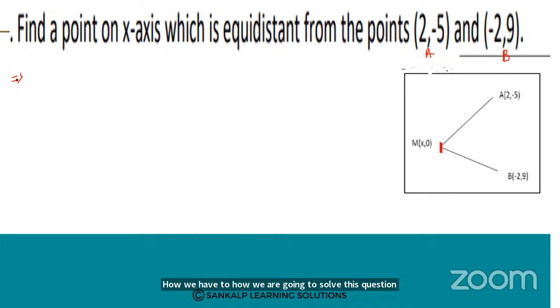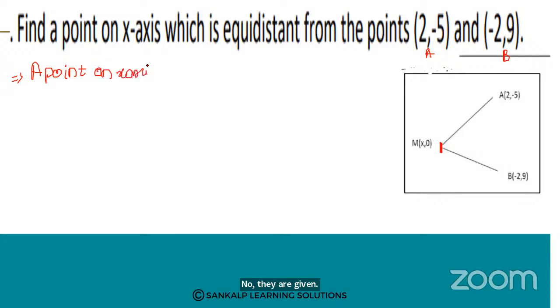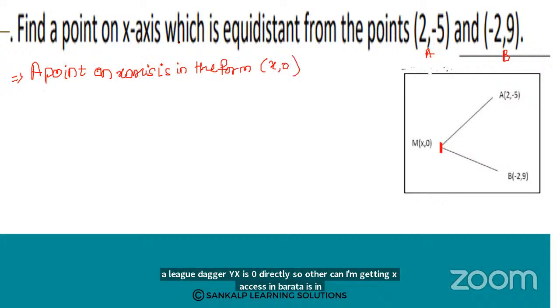A point on the x-axis is given. Point on x-axis means the point is in the form x0. When it is on the x-axis, y will be 0. So a point on x-axis is in the form x0.